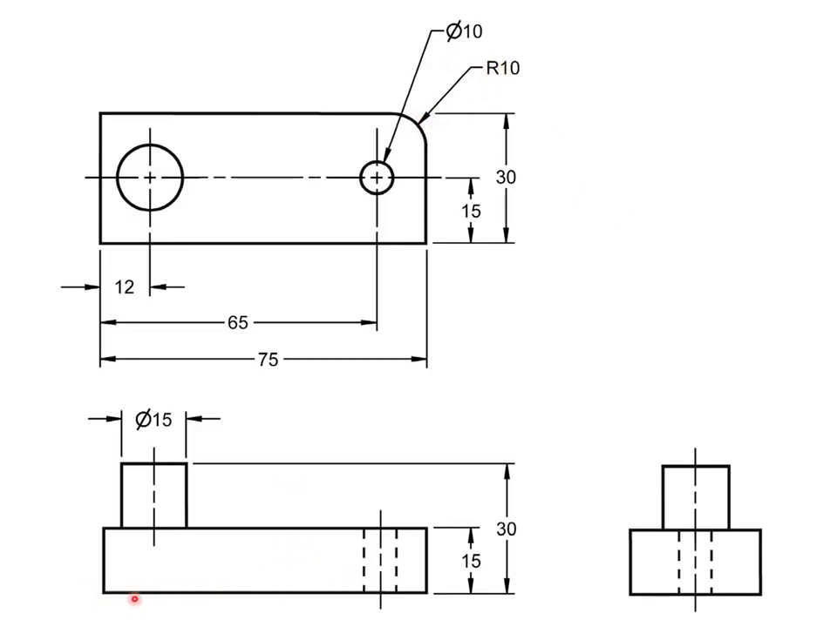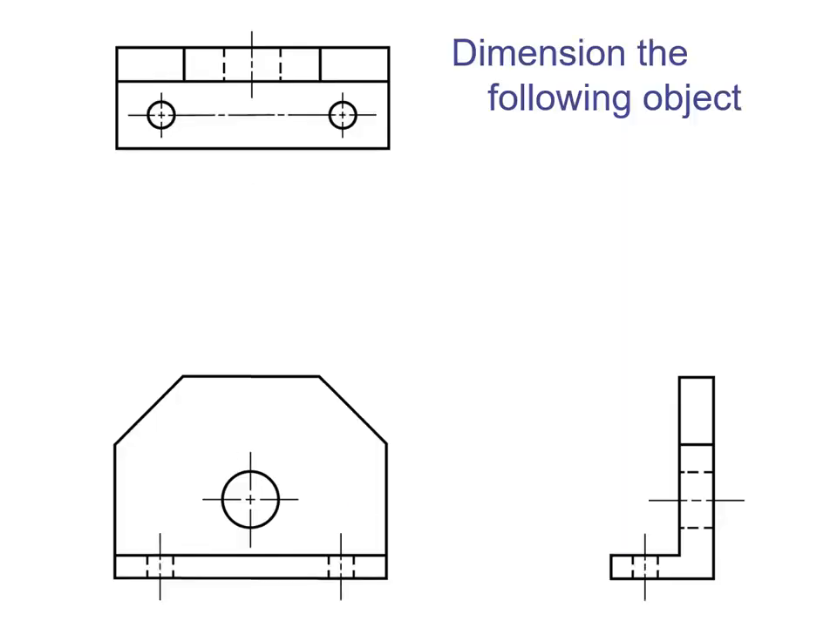Okay, once again, we have our primary datum. We have our overall height, right, of 30, and the step is 15, so we dimension from bottom up, bottom up. And we don't need to dimension the side view. All the dimensions are taken care of in the front and top view. Okay, so now let's take a look at this part. We have a detailed part. Let's identify our datums.